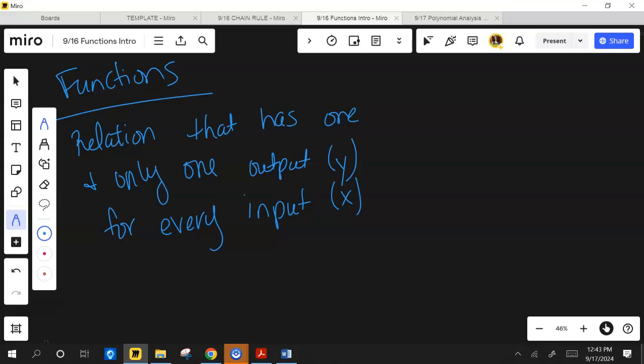I'm going to walk you through 1, 2, 3, 4 scenarios to tell if it's a function or not, and then I'm going to set you loose, okay?